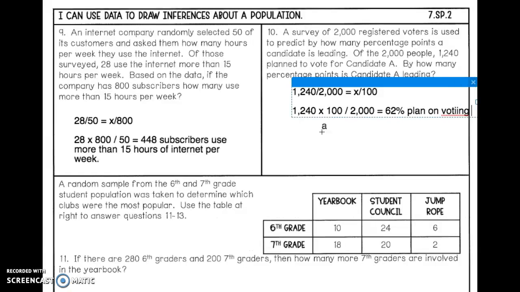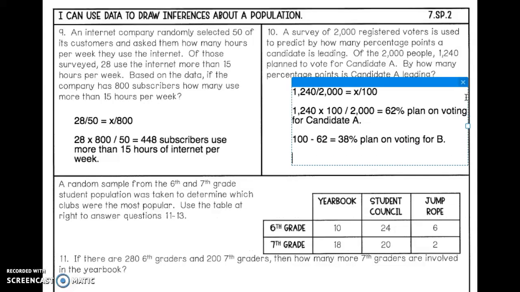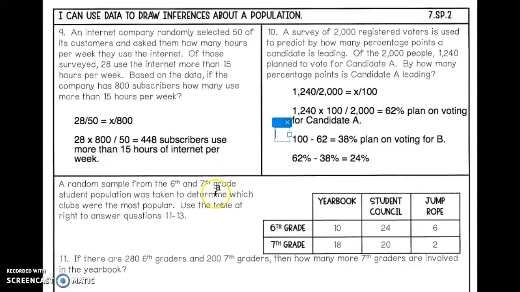62% plan on voting for candidate A. If 62% are planning on voting for candidate A, we can get candidate B by taking 100 minus 62, so 38% plan on voting for B. So to figure out by how many percentage points candidate A is leading, take 62% subtract 38%, and that would be 24%. So that is number 10.